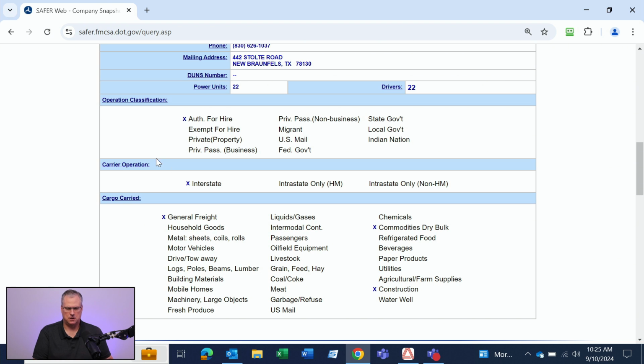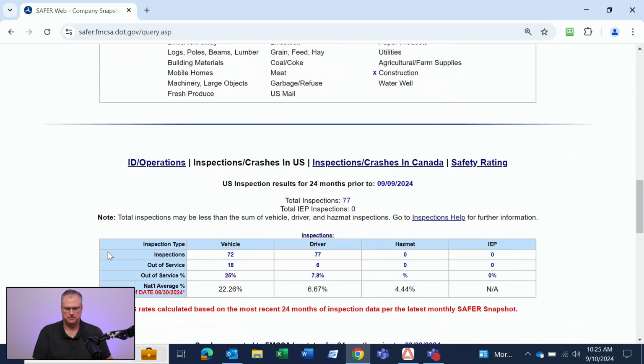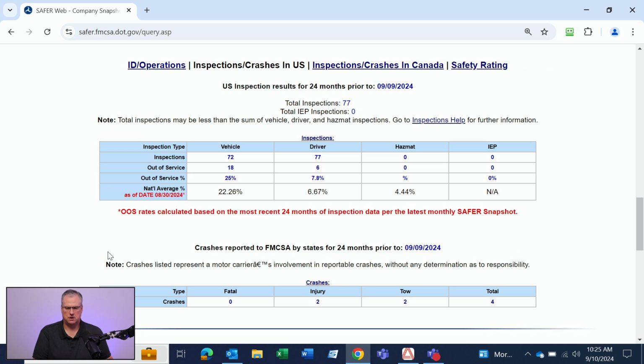All right, so down below here, it tells the owner classification, the operation classification. It gives the carrier operation, whether you're interstate or intrastate. It also tells what kind of cargo you carry. And then there's a summary of your inspections right here down below. It gives some numbers, the out of service and number of inspections for vehicles, drivers, hazmat.